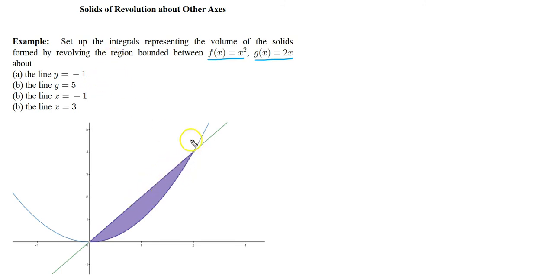So the first thing to do, of course, is graph your curves and get a good picture of the region that you're rotating. Down here we have the graph of our two functions. The lower curve, the graph right there, that's y equals x squared. And the straight line right here, of course, that is y equals 2x. Now for the first one, part A, we want to rotate around the line y equals -1. So right there is -1 on the y-axis, and we want to rotate around this line.